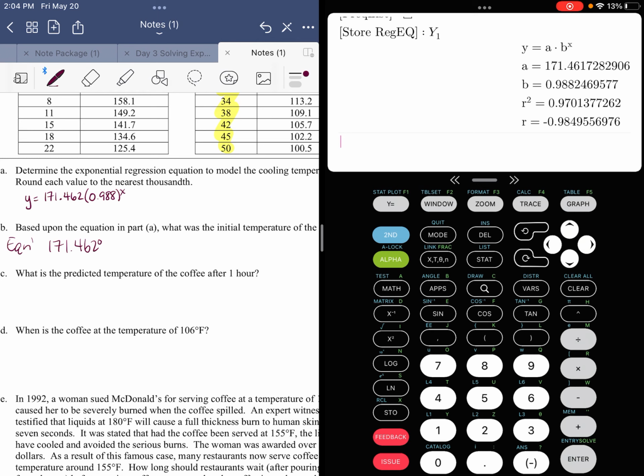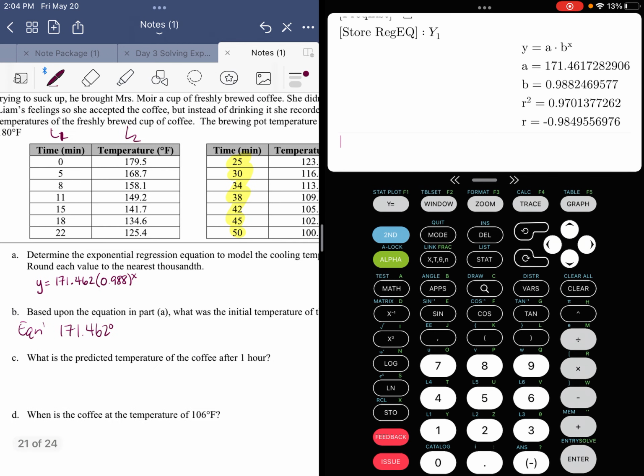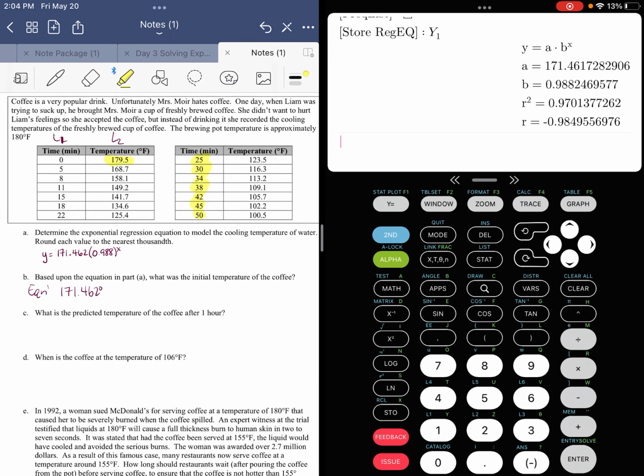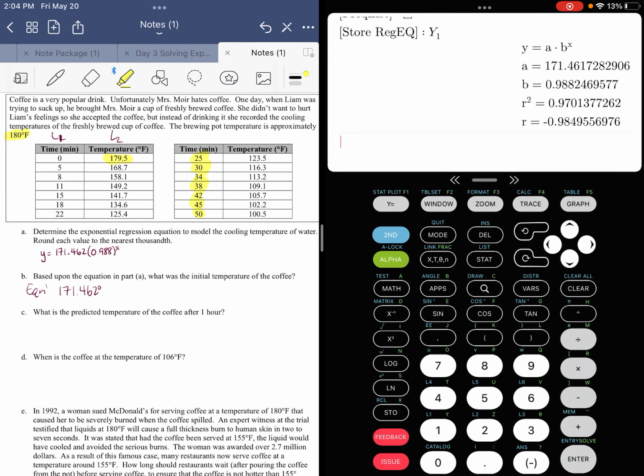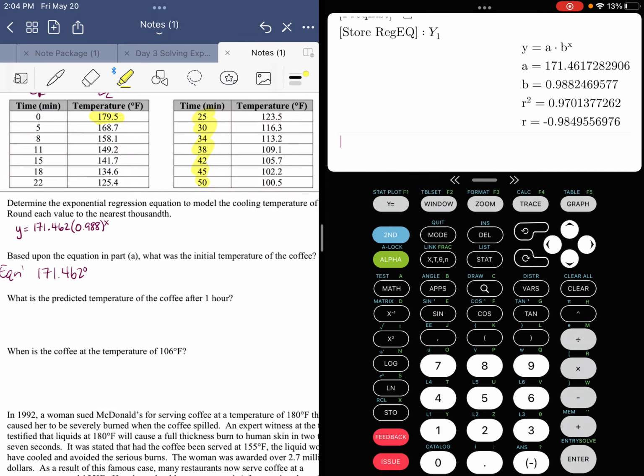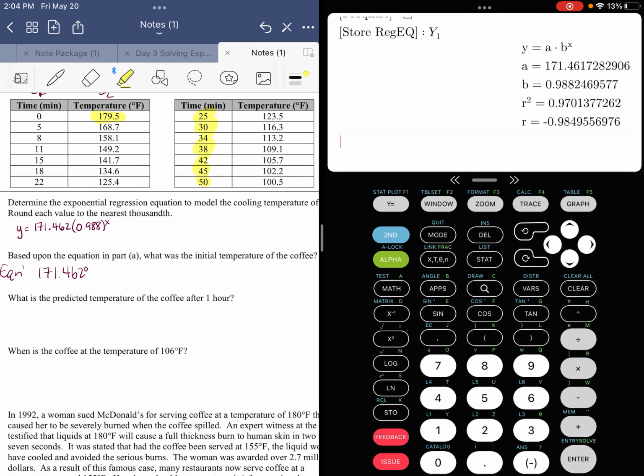However, we know that it's not true, but recall that a regression equation is just a line of best fit. It's just trying to plot it correctly. And there's lots of factors that go into something cooling down, like maybe a window was open for a couple of minutes, or maybe the heater kicked in so it didn't cool as quickly. So we know that the actual initial temperature was 179.5 or 180 degrees, but our equation comes out as 171.462.